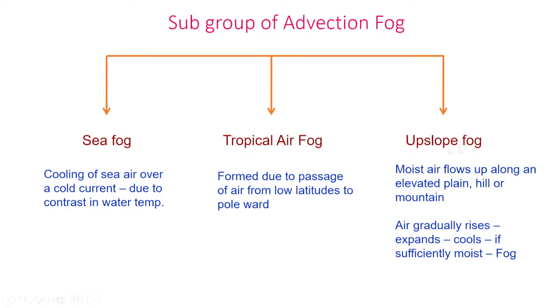Then the upslope fog, again as the name suggests, is when the moist air moves along the elevated plain, hill or mountain. You know that as the air rises, it expands. Due to expansion, it cools down, and if the cooling is sufficient that it reaches the dew point temperature, then the fog formation may take place.